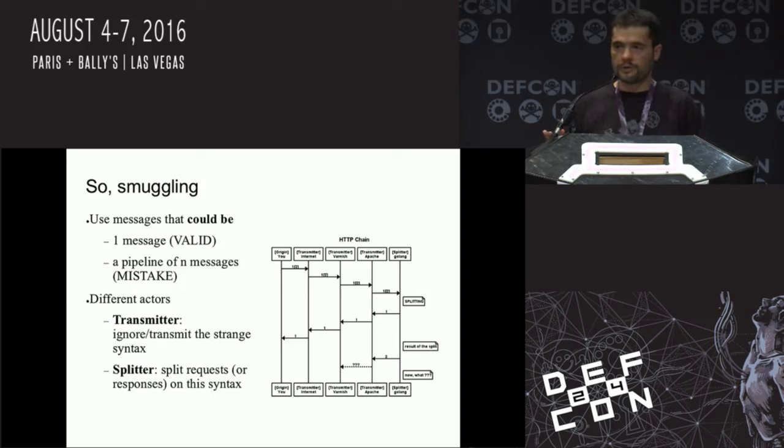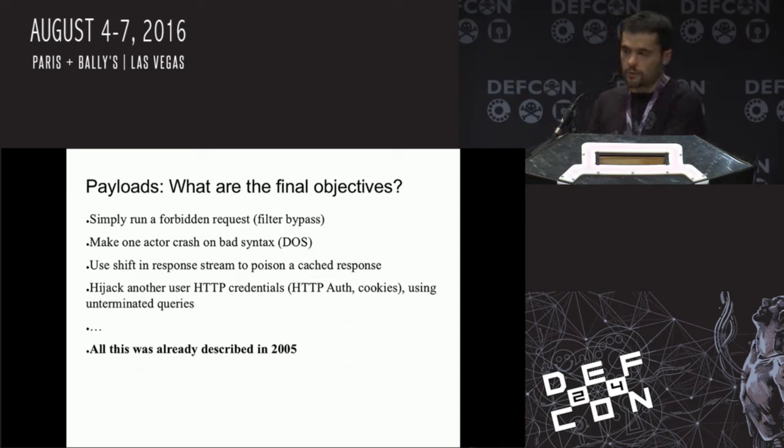What do you do when you've got 1 extra response? You've got 2 types of things: the transmitter, which transmits the bad syntax, and the splitter, which splits on this bad syntax. The 2 are problems, but the splitter is the real problem. So why do you do HTTP smuggling? Maybe just because you want to hide a query. Maybe the reverse proxy would like to prevent this sort of query, but it doesn't see the query.